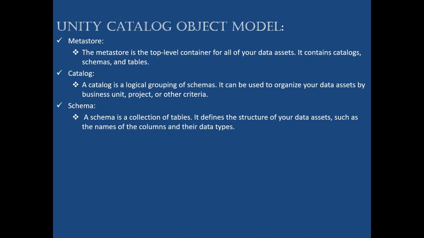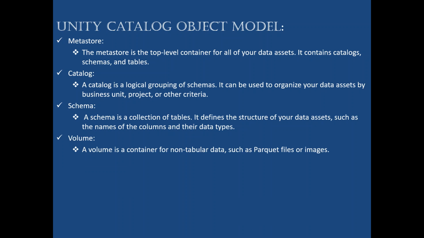It defines the structure of your data assets, such as the names of the columns and the data types, etc. Just think of it like this: a collection of catalogs is nothing but a metastore. A collection of schemas is nothing but a catalog. A collection of tables is nothing but a schema.